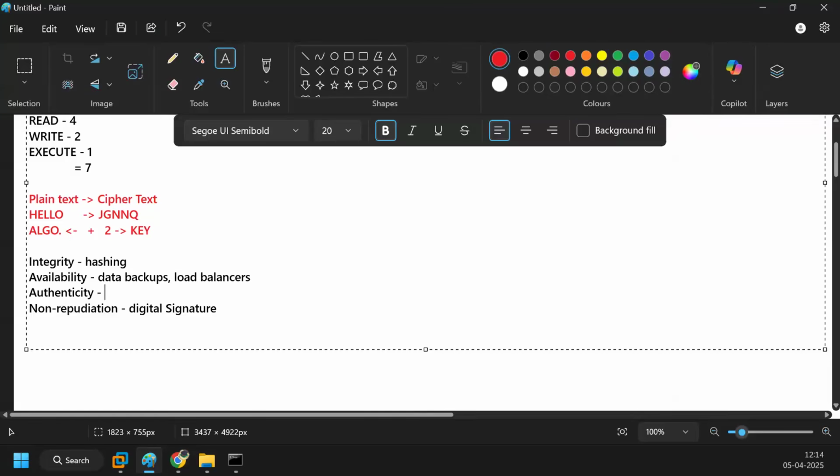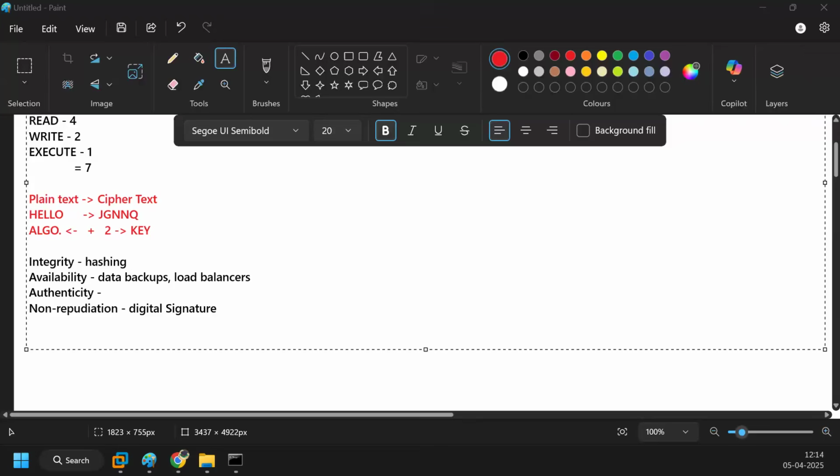Afterwards, we have the next one, authenticity. So guys, when we talk about authenticity, what is it? It is a process by which we make sure that the other user is the genuine one. We will be able to ensure the genuineness of a user, the system, or the data. For that, let me give you an example.